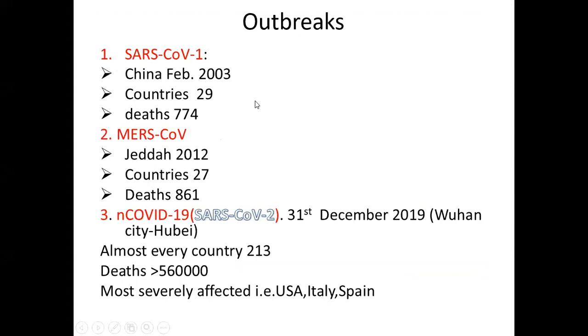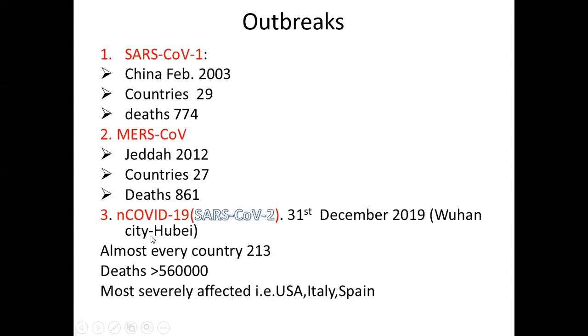Regarding the SARS coronavirus 1, this virus was isolated in 2003, and it involved approximately 29 countries, and the mortality was 774. The next coronavirus is the MERS coronavirus, which was identified in 2012, and this involved 27 countries, and the death toll was 861.